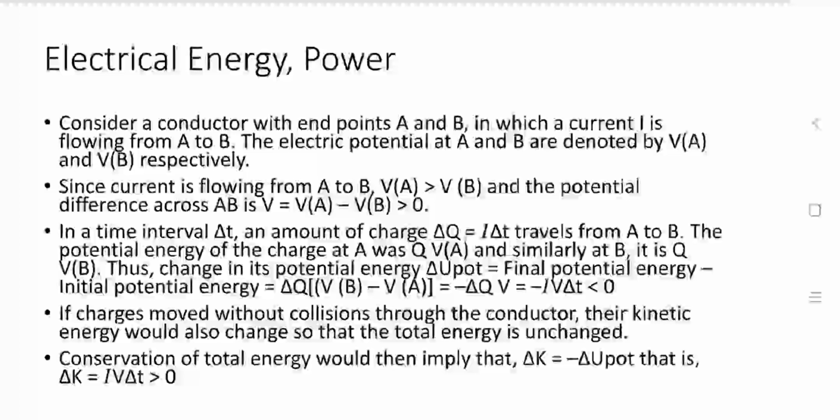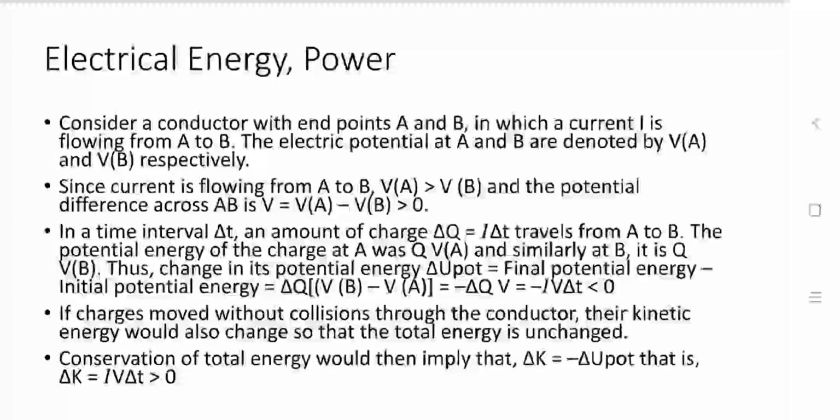Why is the potential higher in that direction, and why does the current flow that way? Because charge carriers are moving in the opposite direction. So charge carriers try to become balanced. They move from higher to lower potential. So current is moving from A to B.